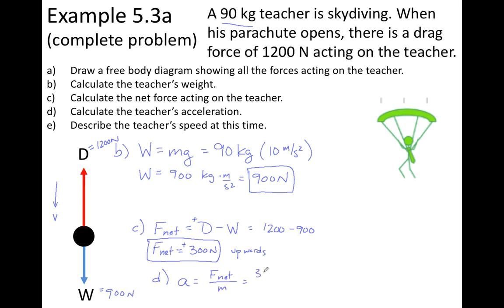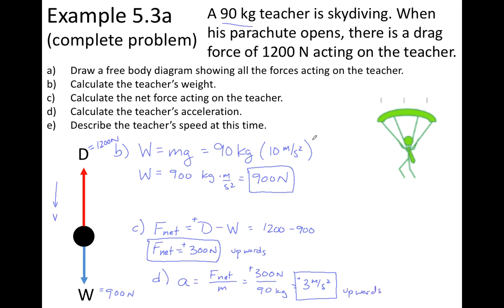So this will be 300 newtons over 90 kilograms, which will give us a value of 3 meters per second squared. And again, since this net force is positive, this is a positive 3 meters per second squared, which indicates that it has a direction upwards.